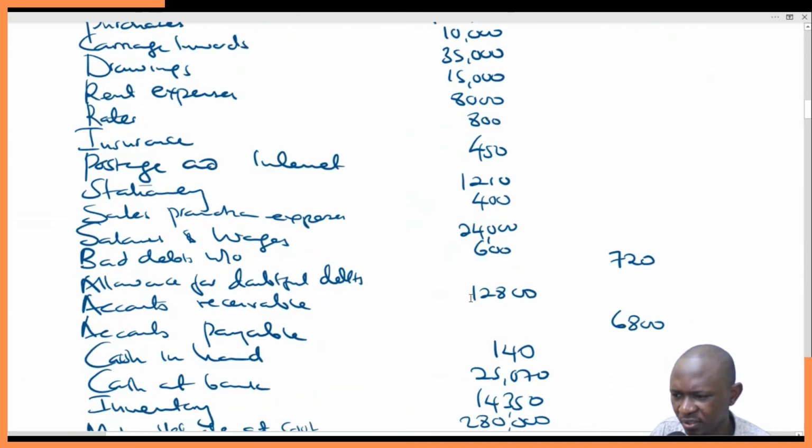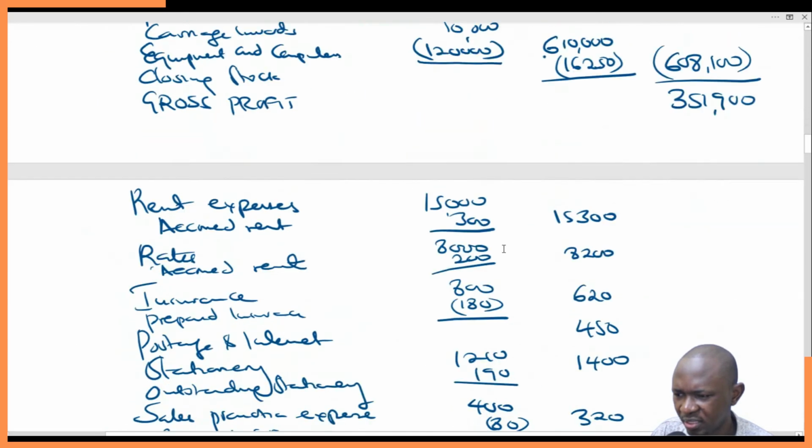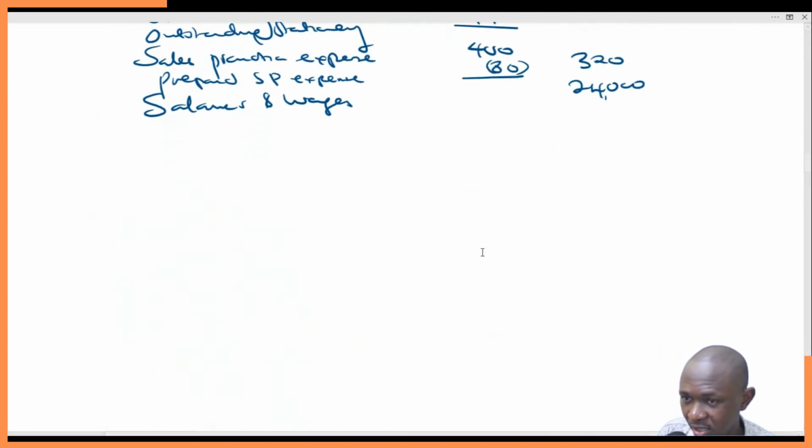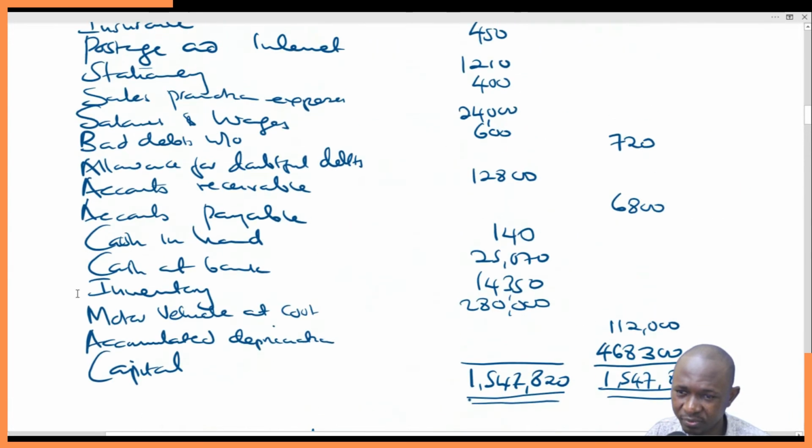Bad debts written off, it's a loss, so 600, we pick it as it is. Bad debts written off 600. Since it doesn't have any workings, just put it as it is.